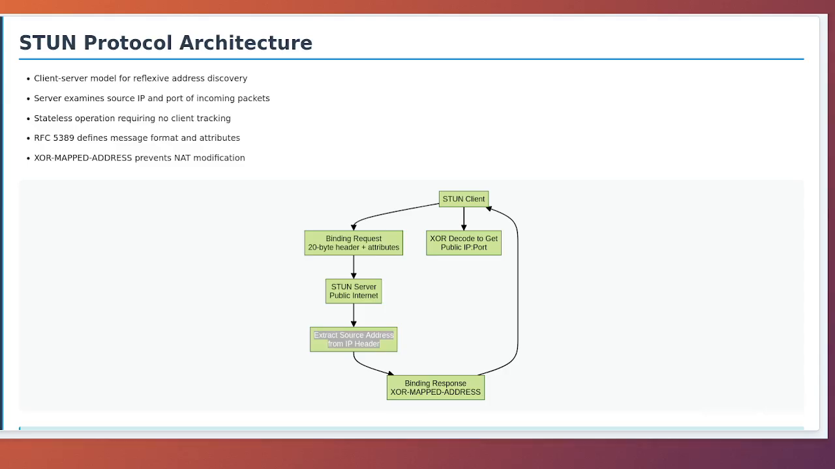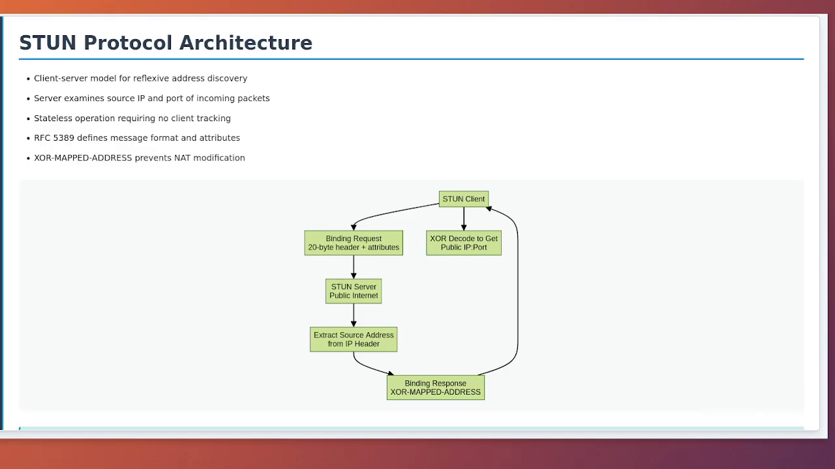STUN messages follow a specific format defined in RFC 5389. Every STUN message begins with a 20-byte header. This header includes the message type, message length, a magic cookie used for identifying STUN messages, and a 96-bit transaction ID. This ID helps in matching requests with their corresponding responses. Following the header are 0 or more attributes, which are type length value encoded. The most important attribute in a STUN response is the XOR mapped address attribute, which contains the client's reflexive address.